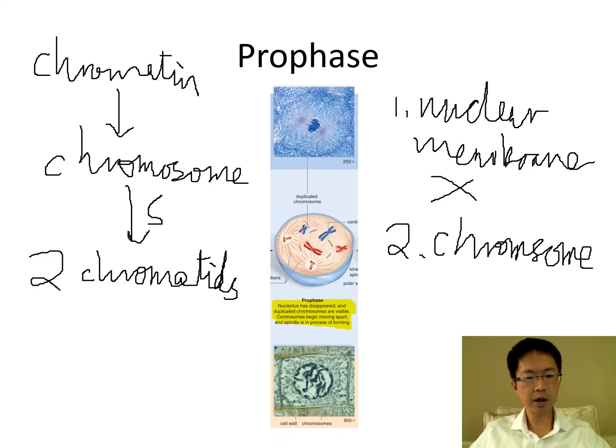Well, I'll say during interphase, the condensation of the chromatin will become chromosome, and then during S phase, chromosome replicate, DNA replicate, then you have two chromatids.